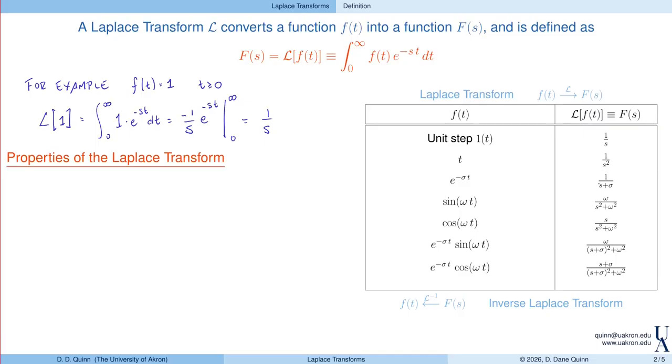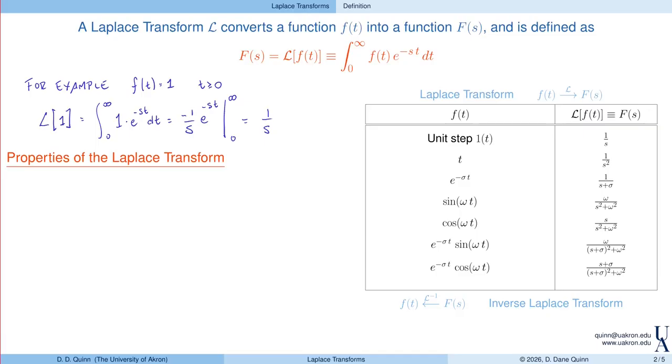Here are some common functions. This function 1, the Laplace transform of t, e to the minus sigma times t, where sigma is a constant. We can take the Laplace transform of sine and cosine omega t, and we get these forms. Then this damped harmonic response gives me a Laplace transform here for sine and this for cosine. So this is just a basic Laplace transform table.